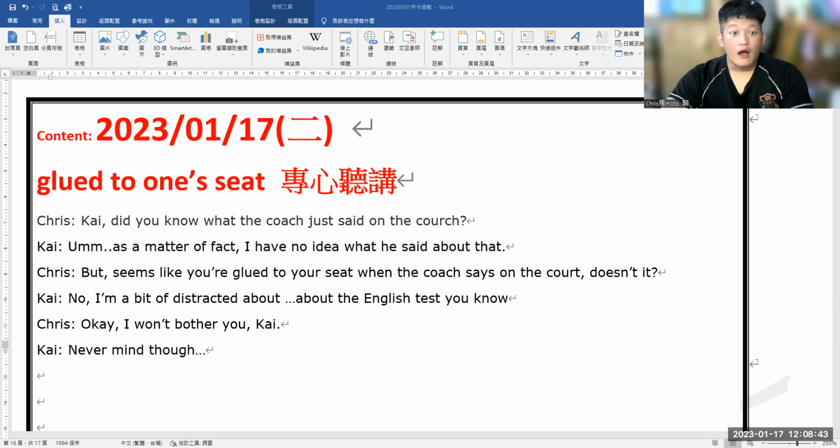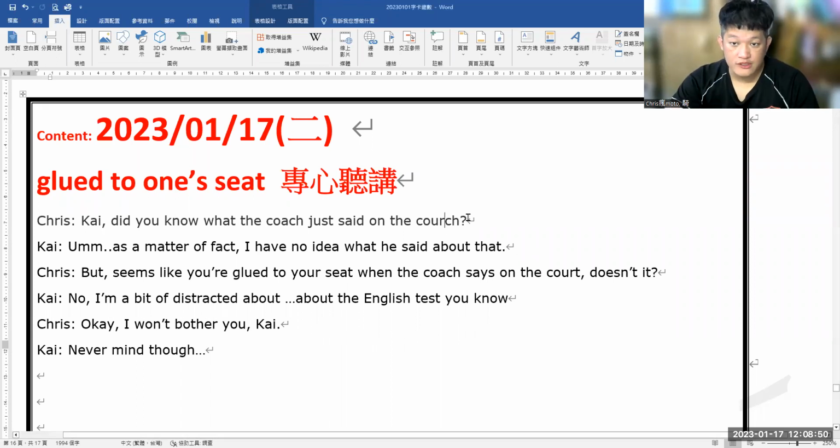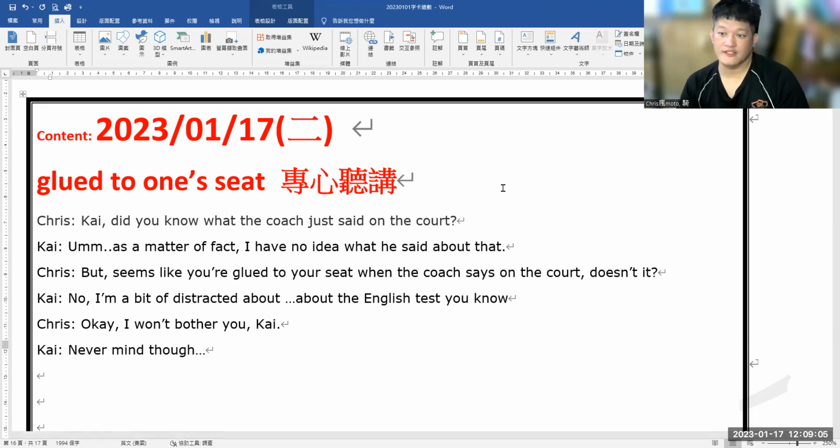Wait up. Hey, Kai, did you know what the coach just said on the court? On the court, let's take a look. As a matter of fact, I have no idea what he said about that, you know, but seems like you're glued to your seat when the coach sits on the court, doesn't it? No, I'm a little bit distracted about the English test, you know. Okay, I won't bother you, Kai.